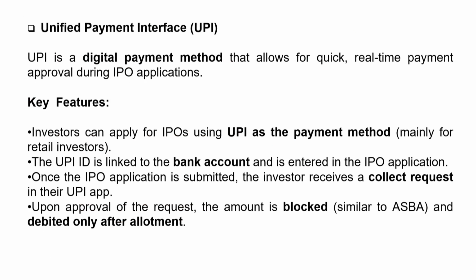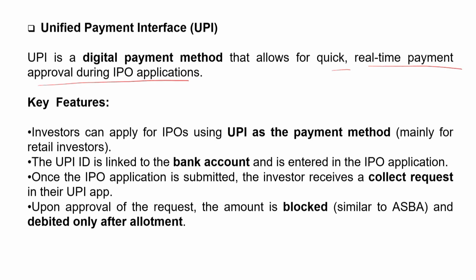The second method for payment in the security market is UPI. It is a digital payment method that we have already covered in the previous lectures of our course. In this particular digital payment method, quick and real-time payment approval is done during the IPO application with the help of the digital payment system. So with the help of mobile apps, internet banking and various other methods using the Unified Payment Interface, payment is made possible in the IPO application.